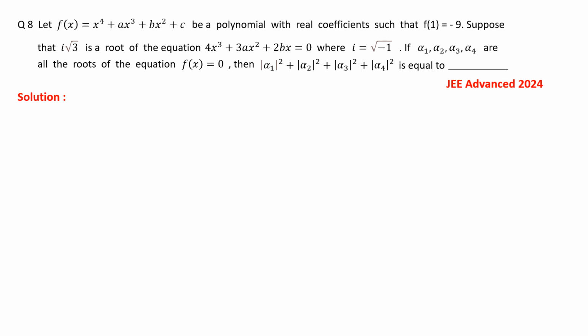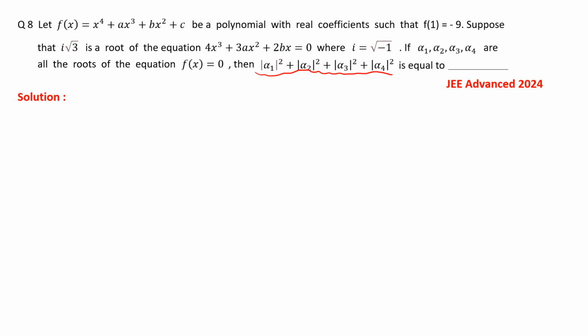Suppose that i√3 is a root of the equation 4x^3 + 3ax^2 + 2bx = 0, where i = √-1. If α1, α2, α3, α4 are all the roots of the equation f(x) = 0, then we have to find the value of this particular expression.